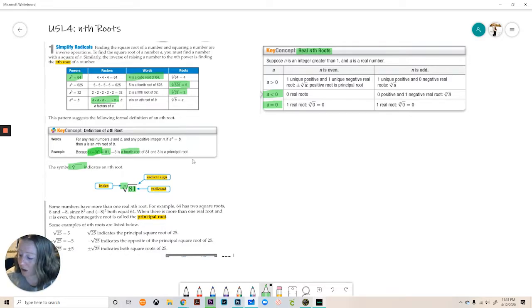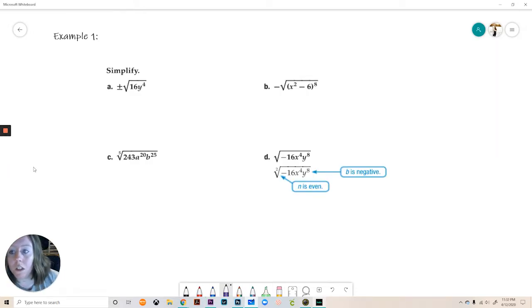We're going to get into our examples here. If you guys want to pause this slide and take notes, or if you guys are following along in your textbook, I'm going off of page 293. So example 1 says to simplify, and it gives us a lot of radical expressions. So what we want to do is first pay attention to what root we are taking. If there's no number in this little area of the radical, then it's just going to be a square root. So we're finding the square root plus or minus square root 16y to the fourth.